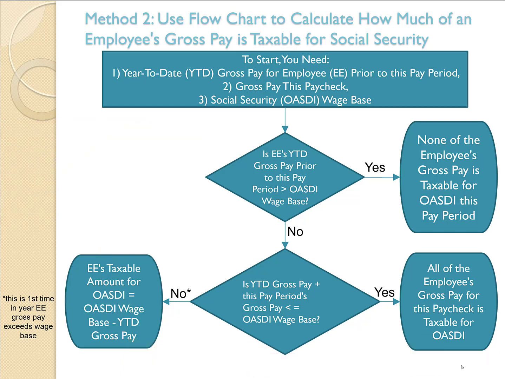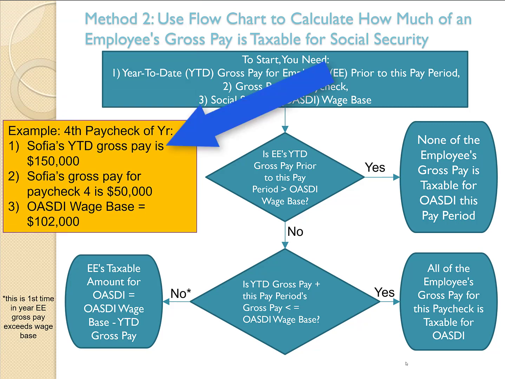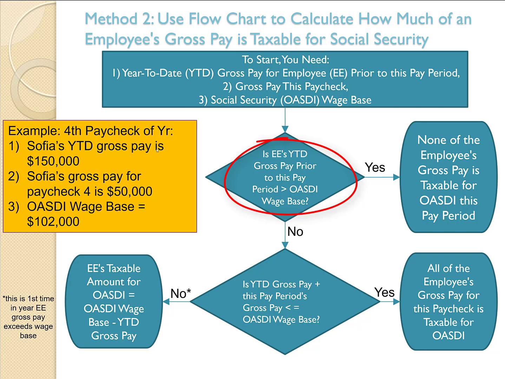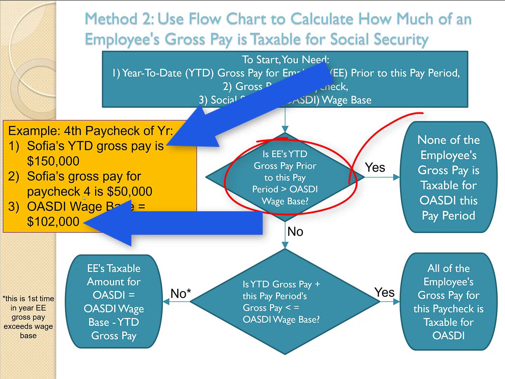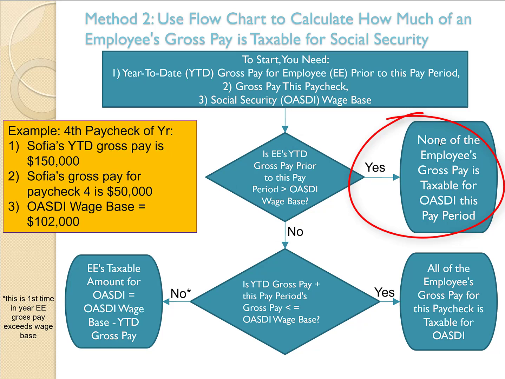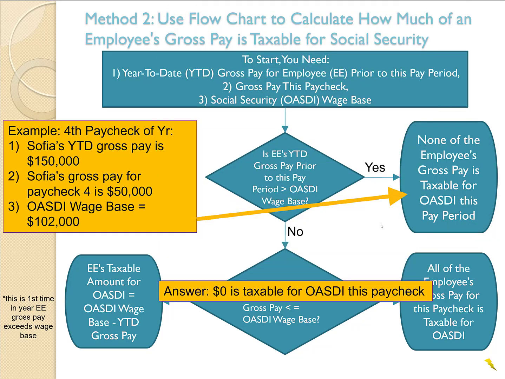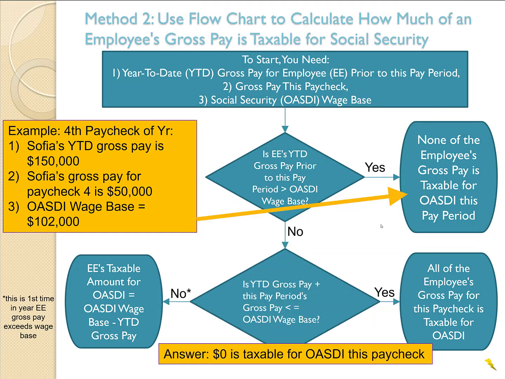And then let's do the bonus round on her fourth paycheck. Sophia's year-to-date gross pay is $150,000. So let's look at the first decision tree. It says, is employee's year-to-date gross pay prior to this pay period, in other words, the $150,000, greater than the wage base, $102,000? So yes, $150,000 is greater than $102,000. So we're going to go over here to the yes. And that answer is none of the employee's gross pay is taxable for OASDI this period. So 0 is taxable for that paycheck and for the rest of the year.